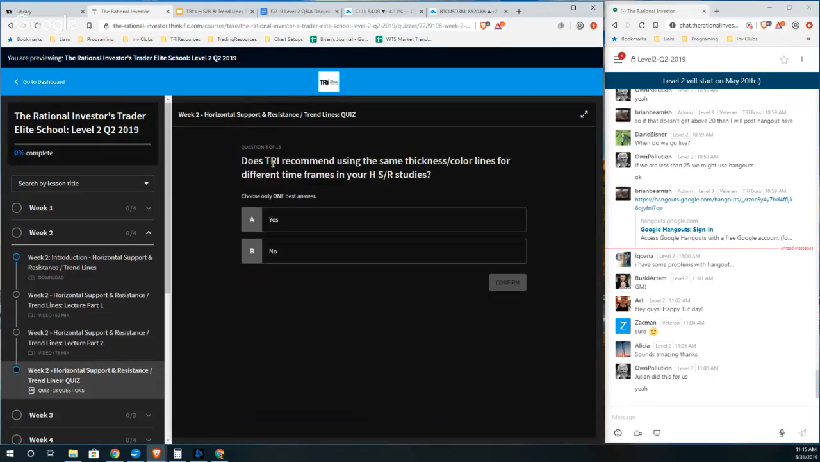All right, so air pockets. Next question. Does TRI recommend using the same thickness and color lines for different time frames on your charts? Obviously, the answer is no. I think it helps you if you use different colors and different thicknesses for different time frames. So it helps you see the significance of the higher time frame levels.